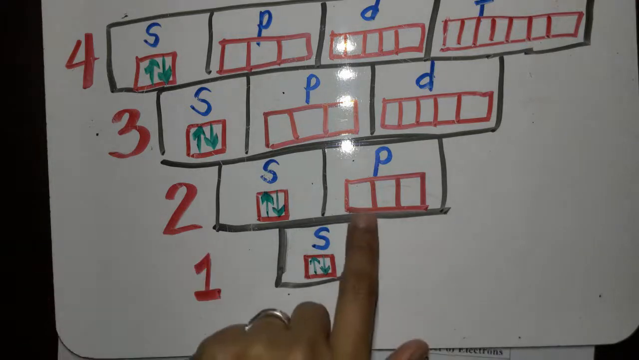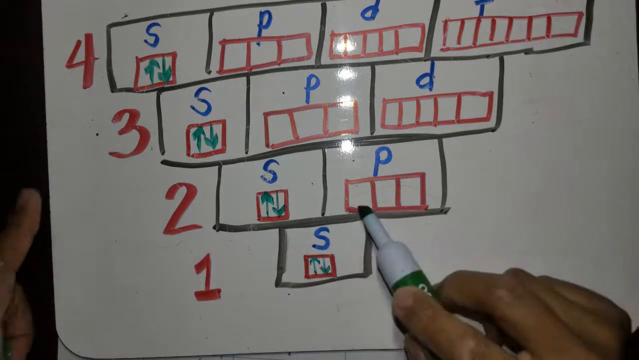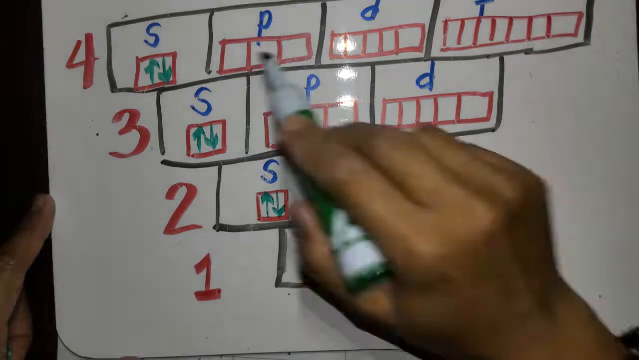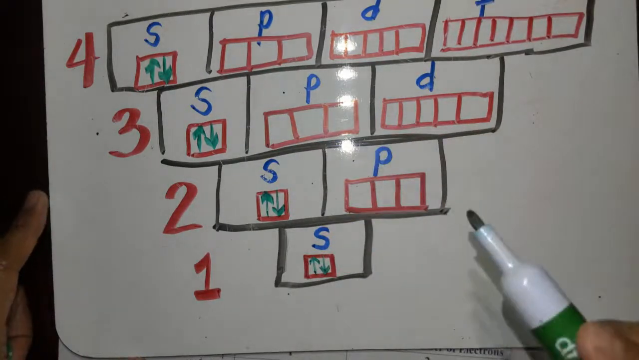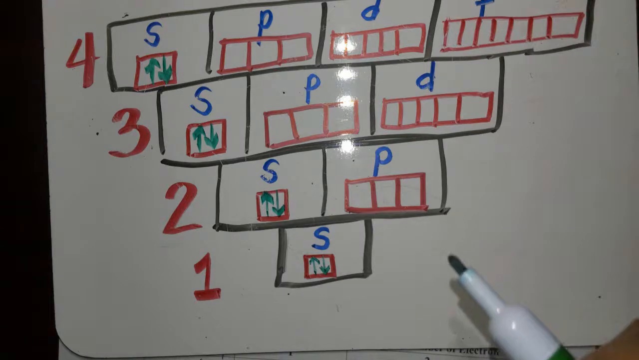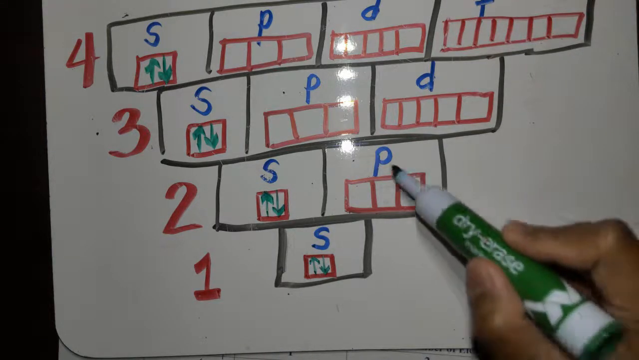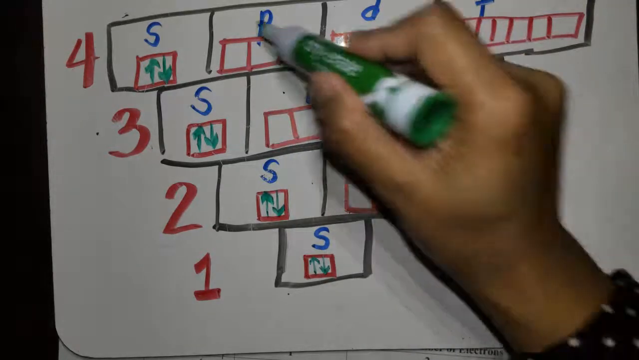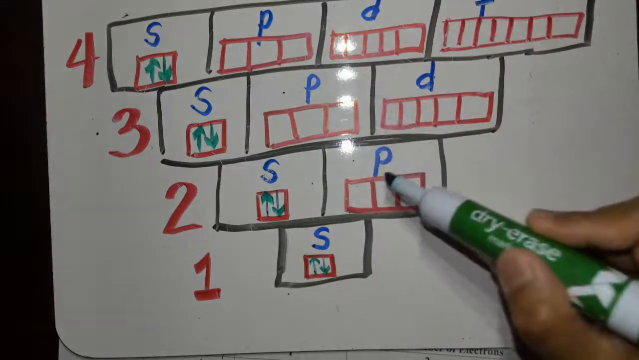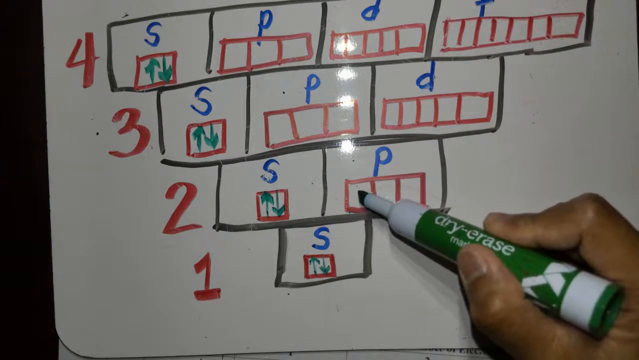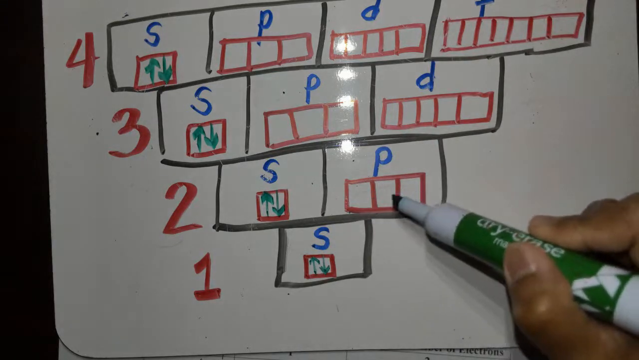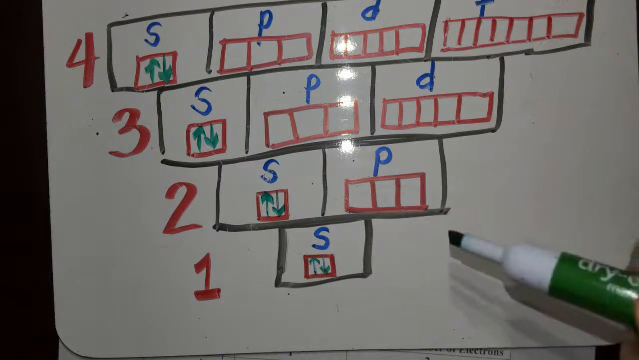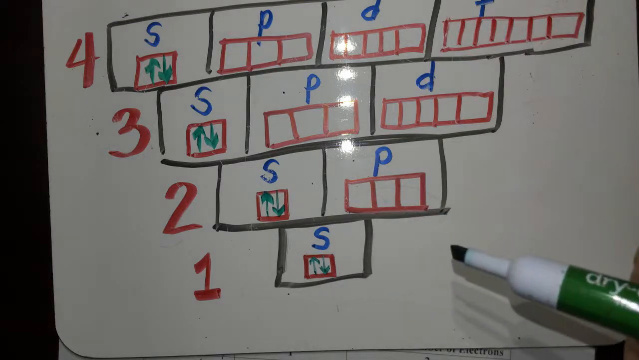If we go to the P sublevel, how many orbitals does a P sublevel have? 3 orbitals. In every orbital, how many electrons again? 2. So what's the maximum number of electrons in a P sublevel? Again, there are 3 orbitals, 2 electrons each, so a max of 6 electrons in the P.